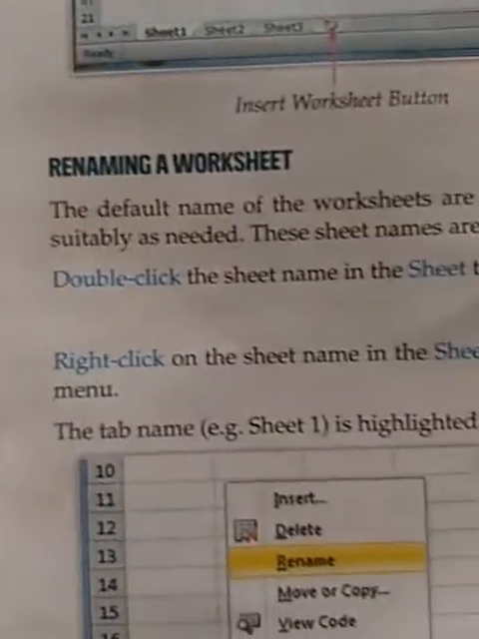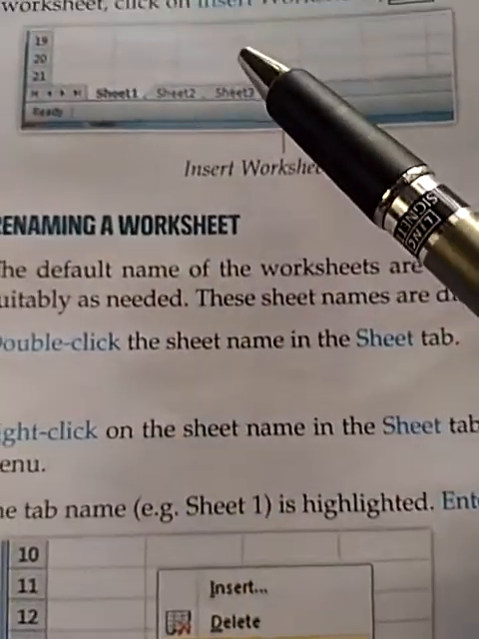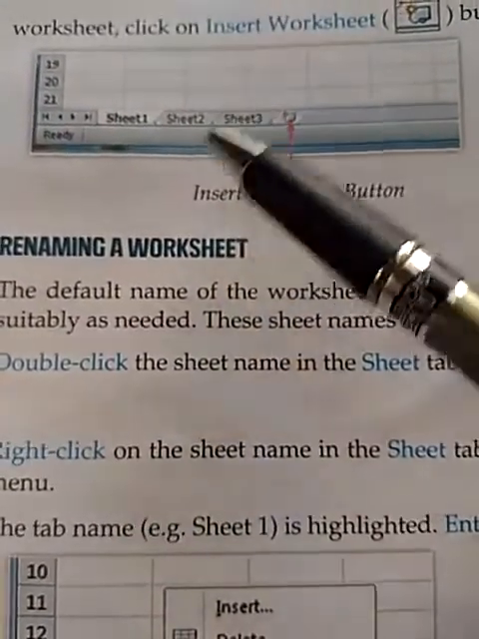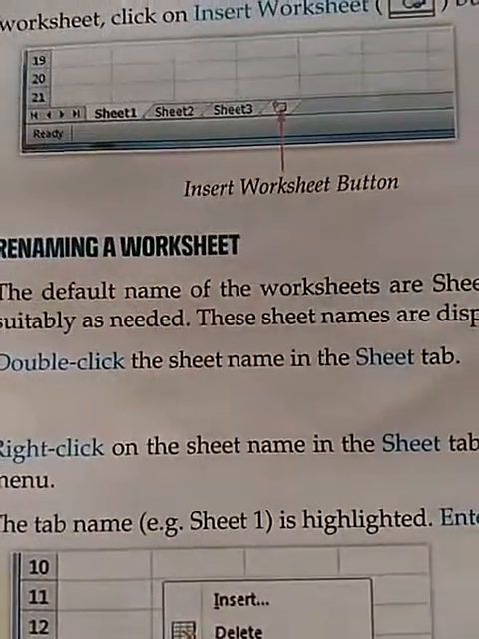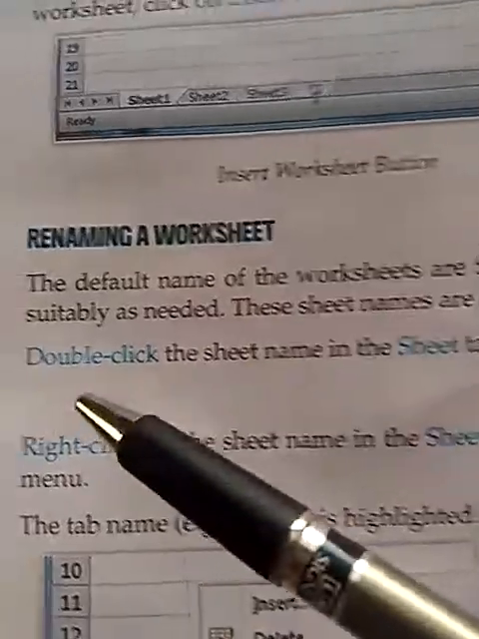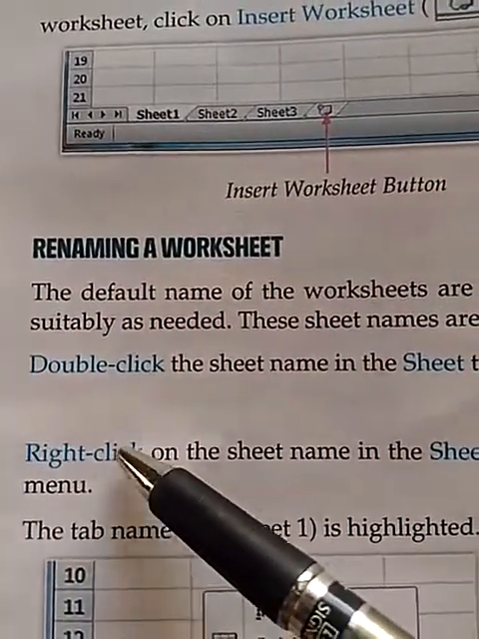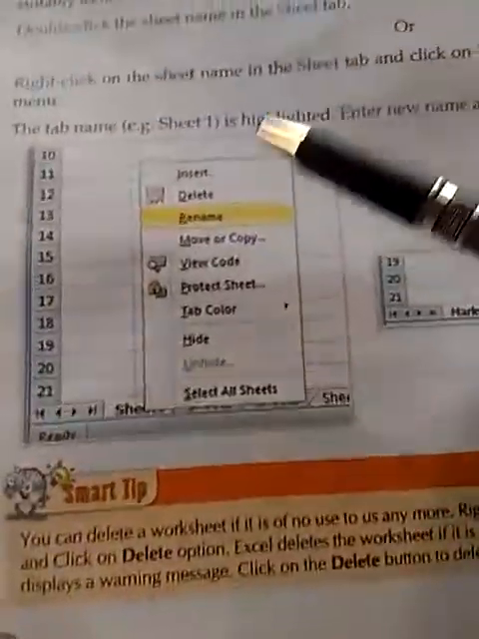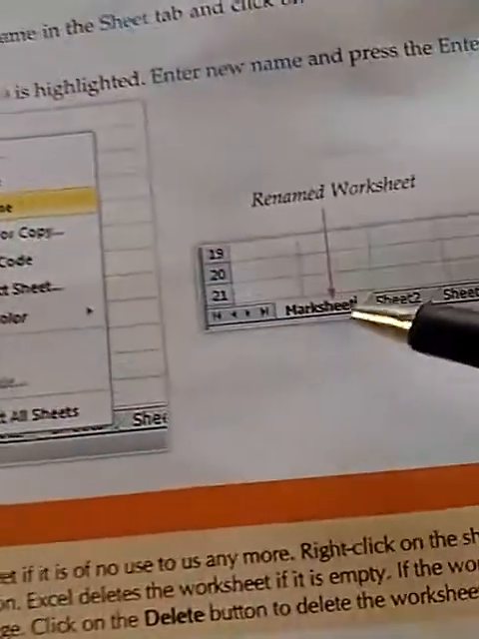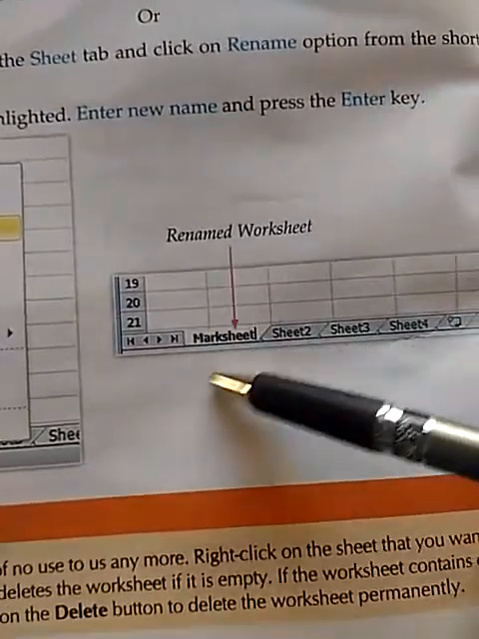Renaming the worksheet. You can rename the worksheet by simply double clicking the sheet name or by right clicking the sheet name and selecting the option rename. Here either you double click the sheet name or you right click and select the option rename. Here rename. After that you can rename the worksheet over here.